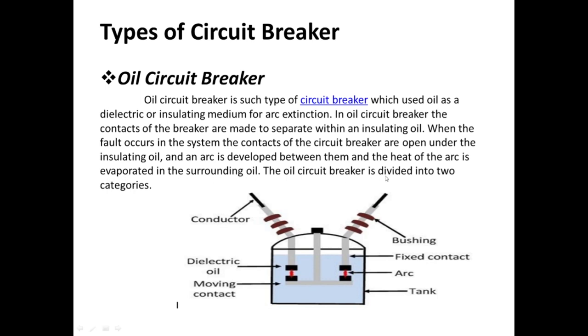The oil circuit breaker is divided into two categories: the bulk oil circuit breaker and the minimum oil circuit breaker. This is the diagram. Conductor, bushing, the fixed contact, dielectric oil, and the moving contact. This is the arc.